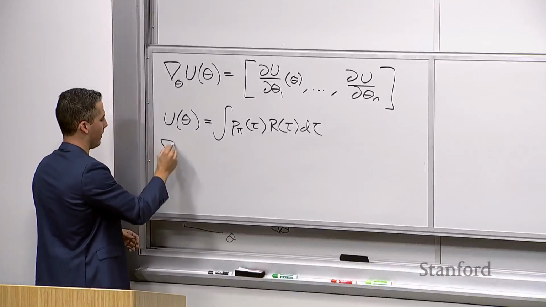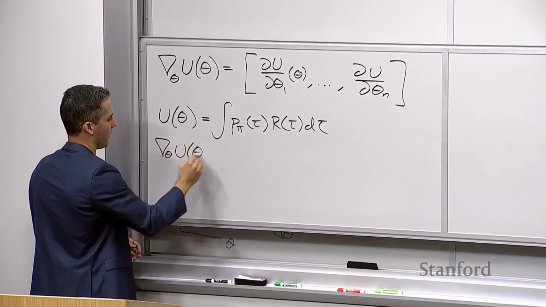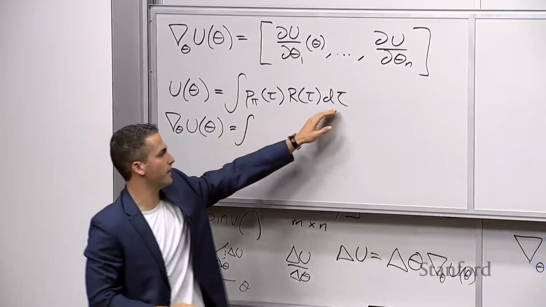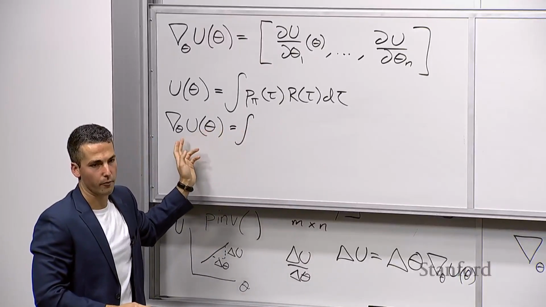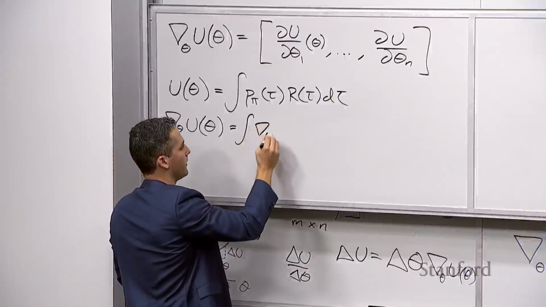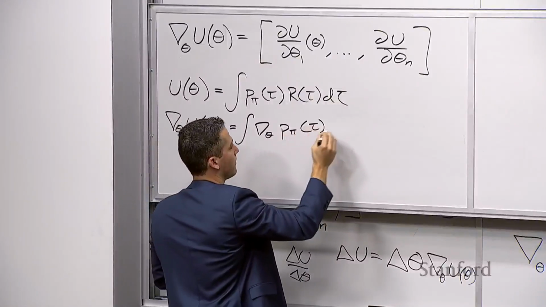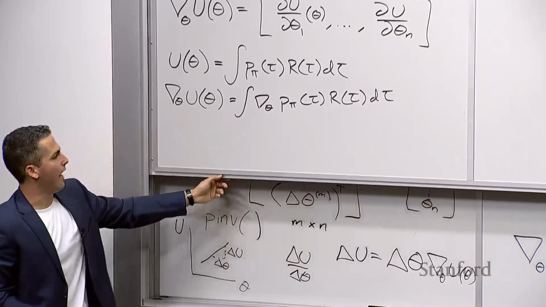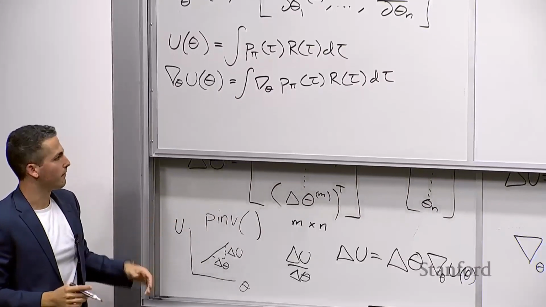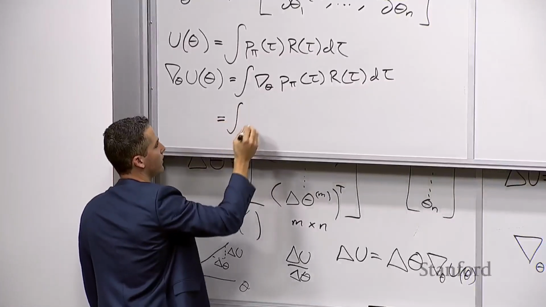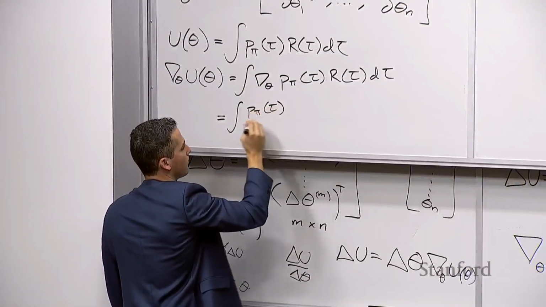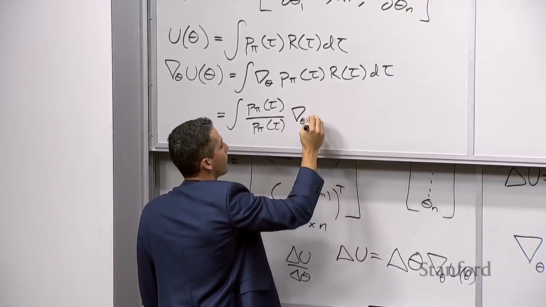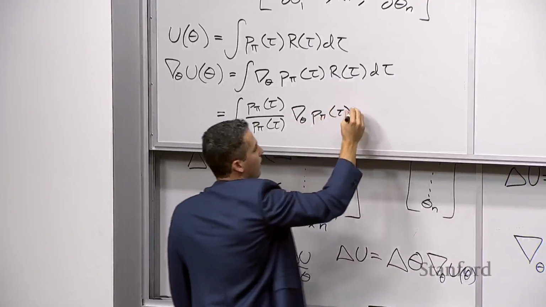So we're just going to take the gradient now. We're going to say gradient with respect to theta of U of theta. And so we can just look at this integral now. Our integral is with respect to tau, so we can bring this gradient with respect to theta inside the integral. And we just get this expression. Okay, so nothing too crazy yet. And now what we're going to do is just multiply by 1. We're just going to simply multiply by 1. So we have this p pi of tau over p pi of tau. And then we still have this expression here. So still gradient with respect to theta, p pi of tau, r of tau.